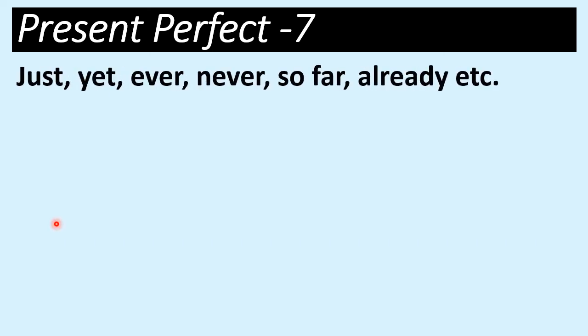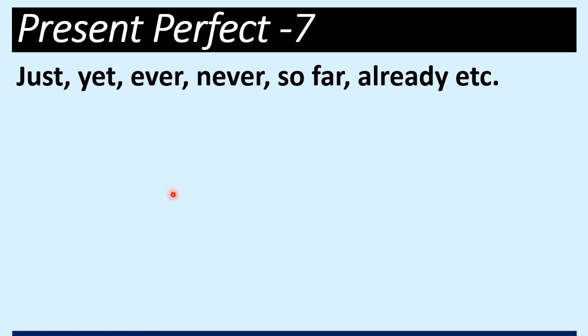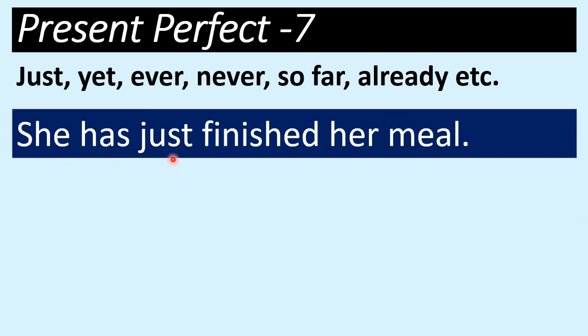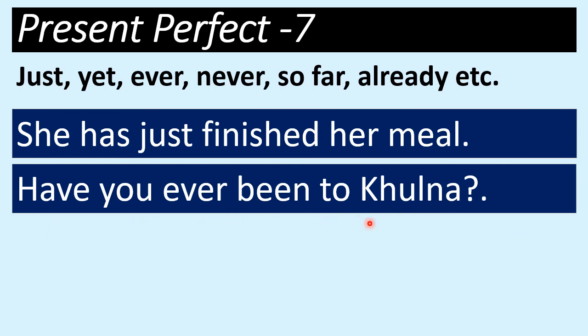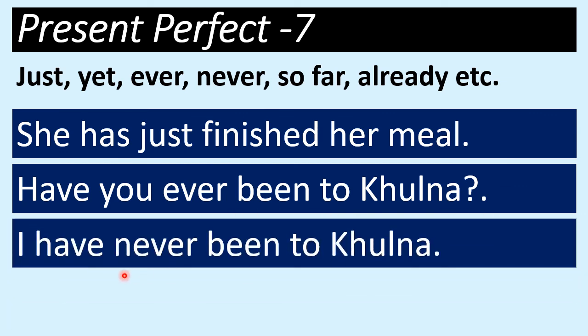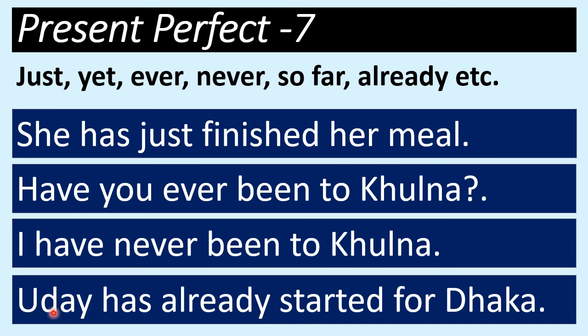We use present perfect with just, yet, ever, never, so far, already, etc. Look at some examples. She has just finished her meal. Have you ever been to Khulna? I have never been to Khulna. Udoy has already started for Dhaka.